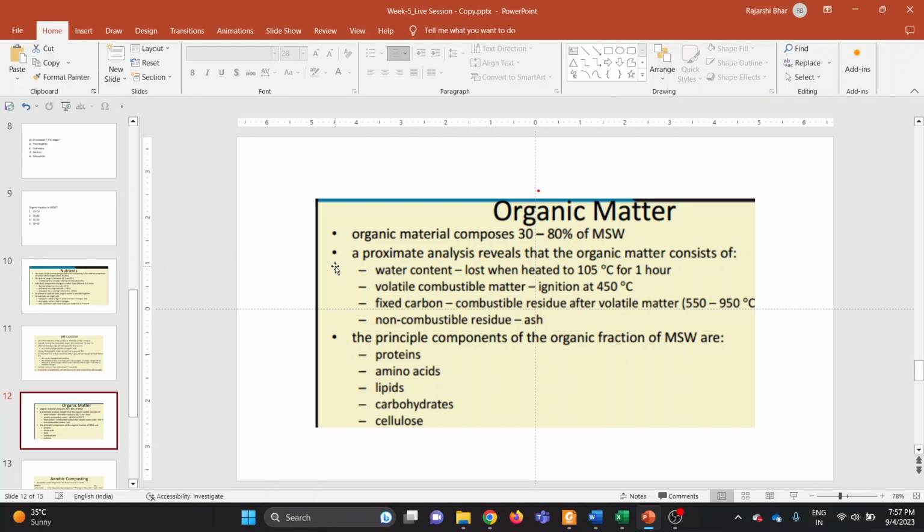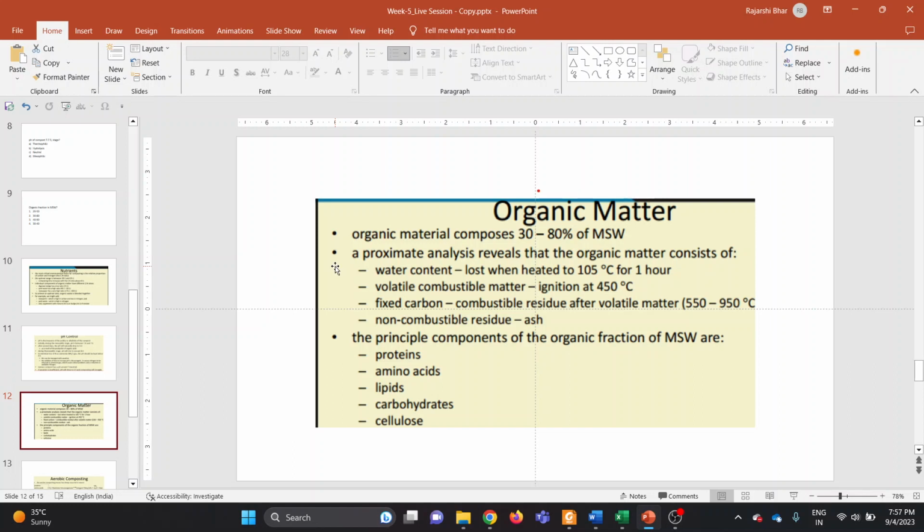And then a note: for a waste in proximate analysis, what we do is determine the characterization or quality of the waste in terms of how much moisture content it has, how much fixed carbon it has, how much volatiles it has, and finally how much ash it has. So that is included in proximate analysis.